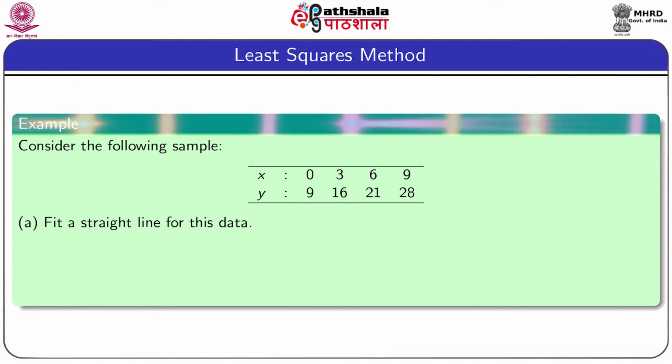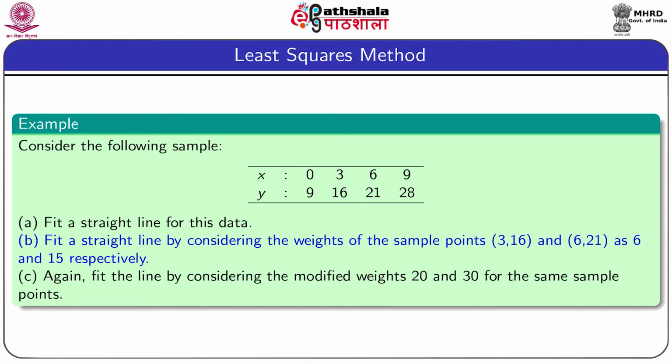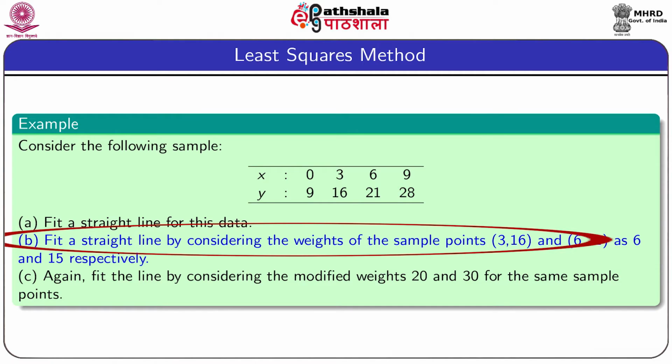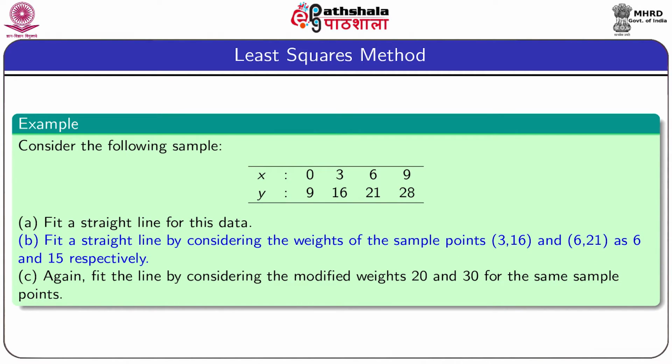Now we consider here three types of problems. The first problem is to fit a straight line for this data without taking the weight. The second problem is to fit a straight line by considering the weights of the sample points 3, 16 and 21 as 6 and 15 respectively. That means the weights for this case are 1, 6, 15 and 1. And the third problem is to fit the straight line by considering the modified weights 20 and 30 for the sample points.